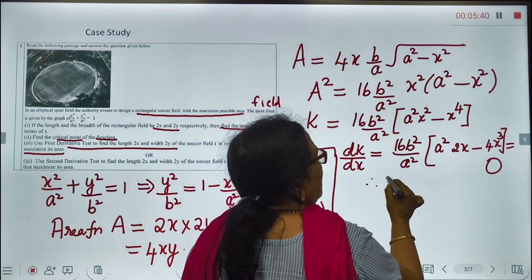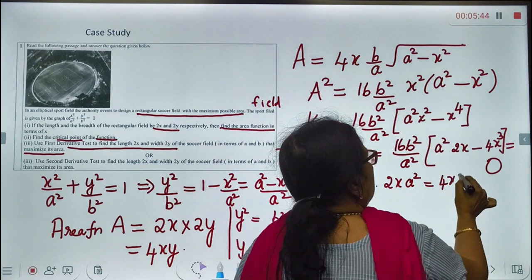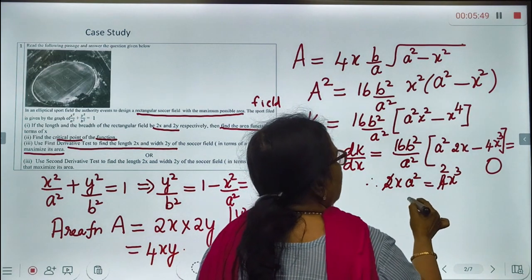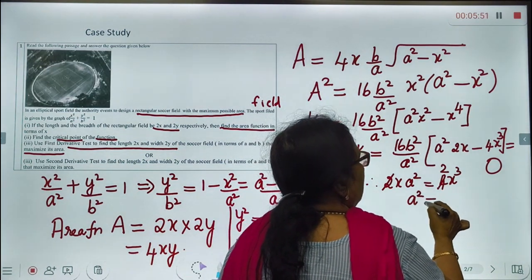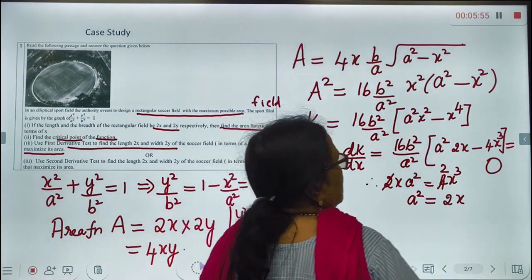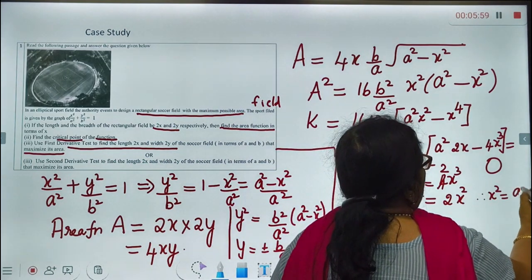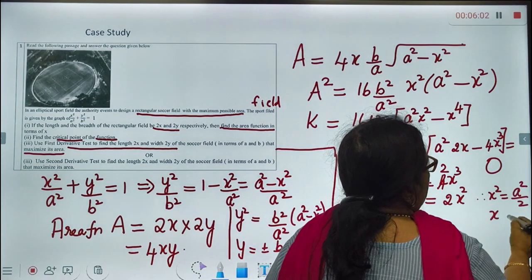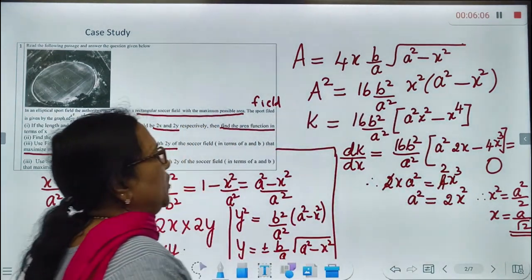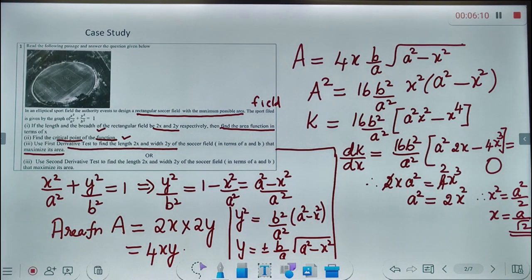This implies 2x a square equal to 4x cube. x gets cancelled, giving you a square equal to 2x square. Therefore, x square equal to a square by 2, or x is equal to a by root 2. This is the critical point. x is equal to a by root 2.